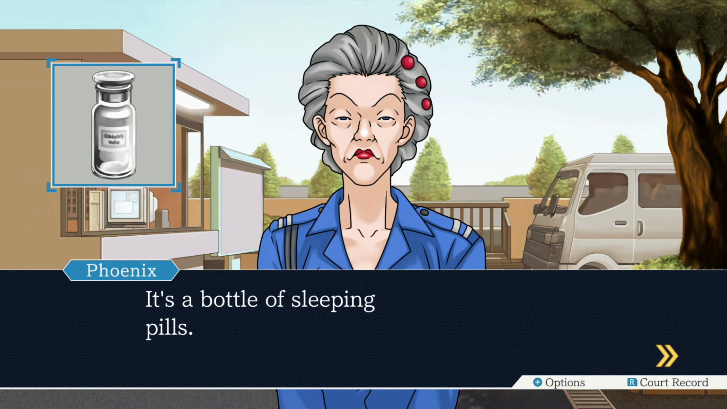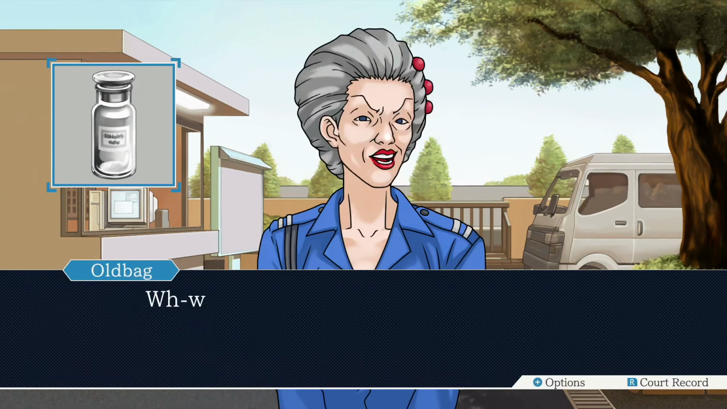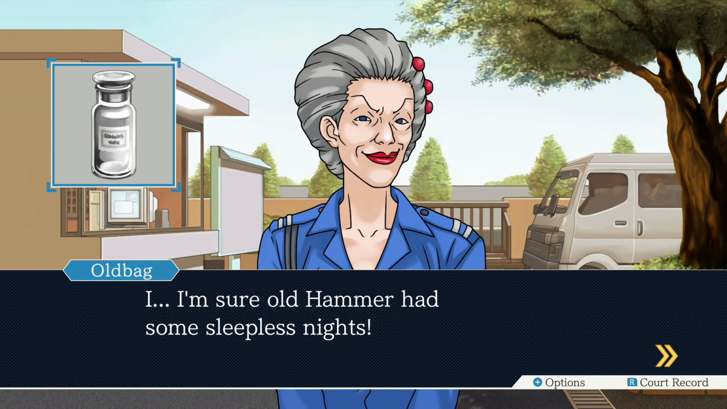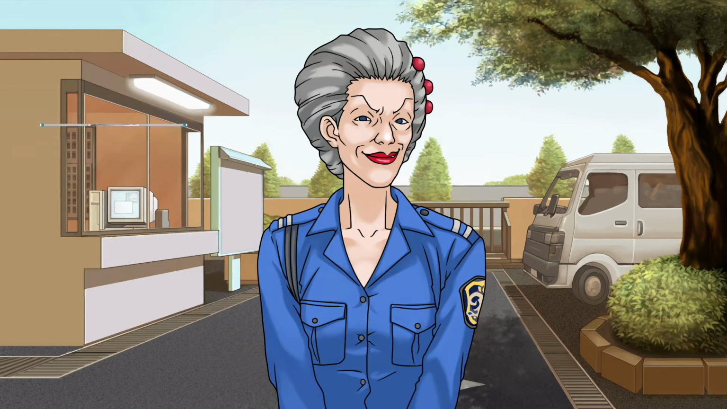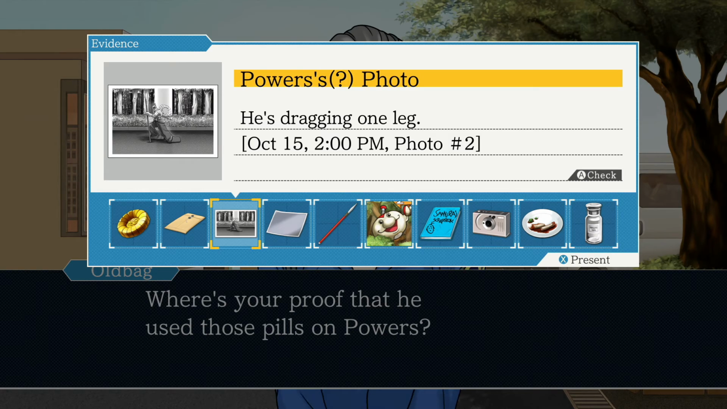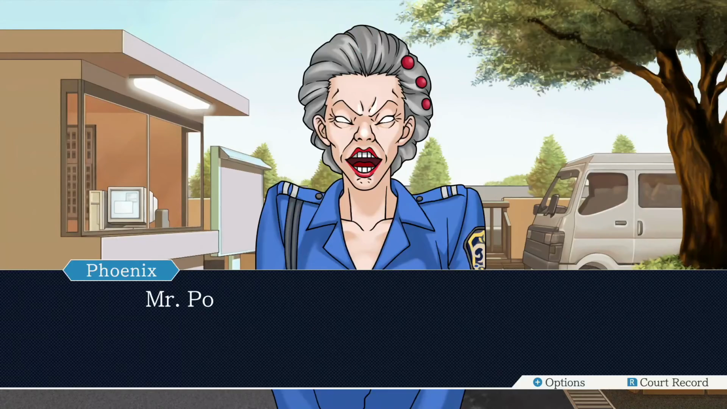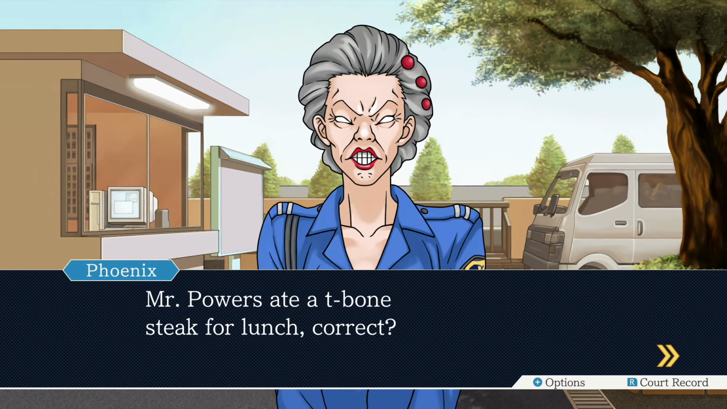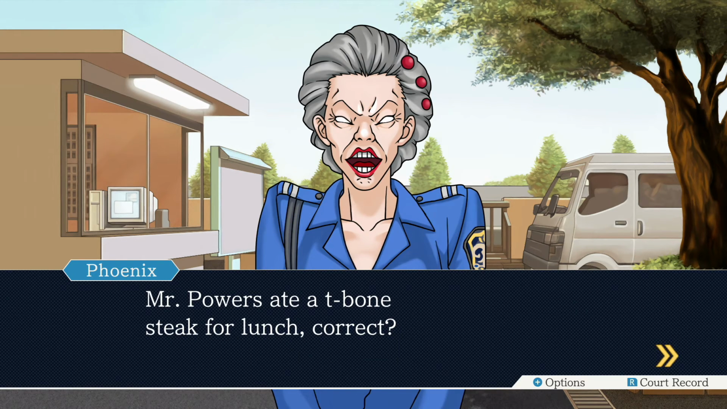It's a bottle of sleeping pills with Mr. Hammer's fingerprints all over it. What does that prove? I'm sure old Hammer had some sleepless nights. Ha ha ha ha. Sex jokes. Where's your proof that he used the pills on Powers? The food, I guess, right? Mr. Powers ate a T-bone steak for lunch, didn't he? Yeah.